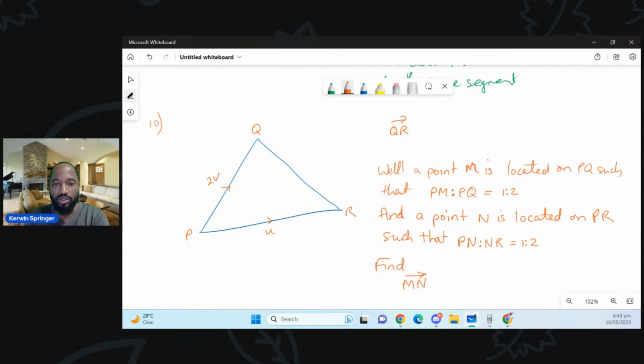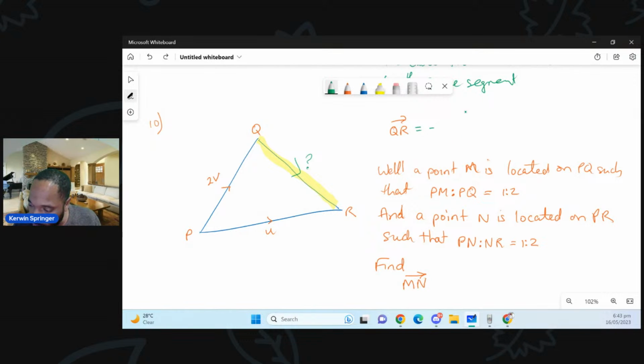So the first question was to find QR. To find QR, the trick with this style of vectors, when you get these diagrams with 2U and little letter vectors, is to find another route. We don't know the route straight down here. So the other route is to come down this and go across this. And if you go down, you need to switch the sign. So this is negative 2V plus U.